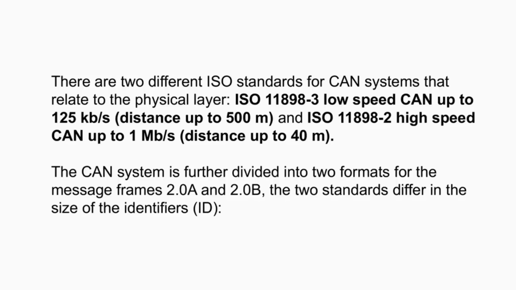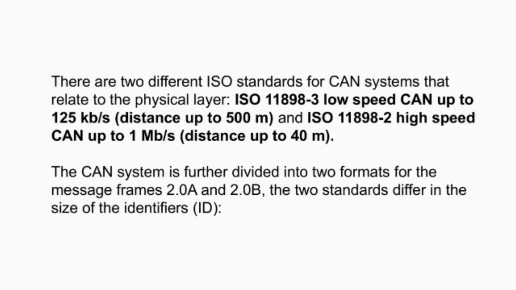There are two different ISO standards for CAN systems that relate to the physical layer: ISO 11898-3 low speed CAN, up to 125 kilobits per second, distance up to 500 meters, and ISO 11898-2 high speed CAN, up to 1 megabit per second, distance up to 40 meters.